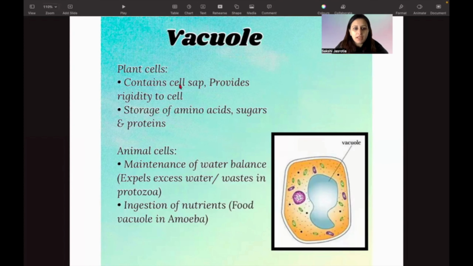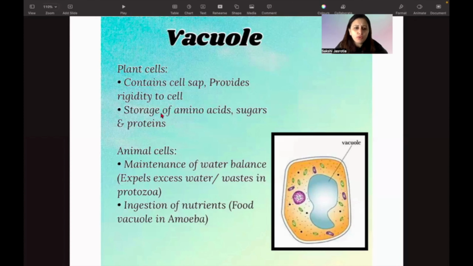So the plant cell has sap and provides rigidity to the cell because plants के पास अपना कोई skeletal system नहीं होता है. So we will see it more often in many different cell organelles that provide the rigidity to the plant, because that is what they need more, right?